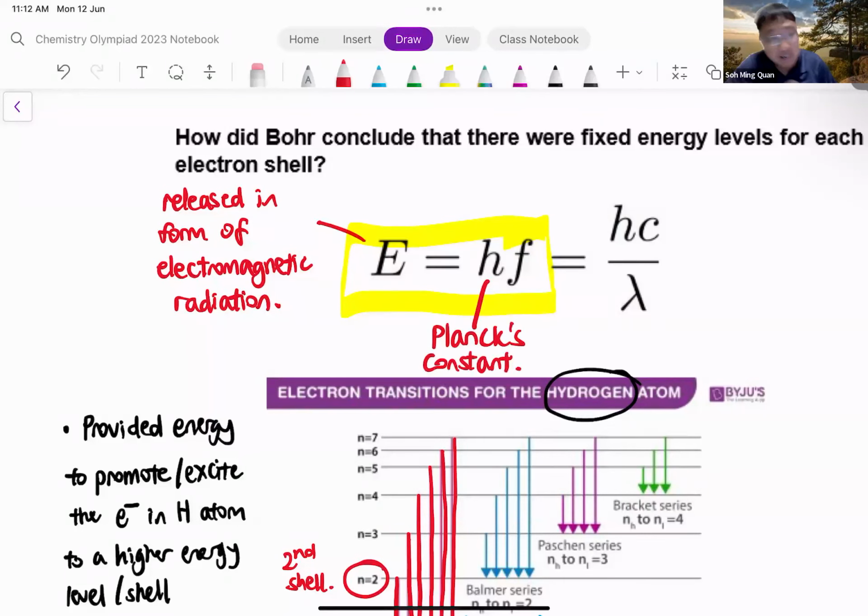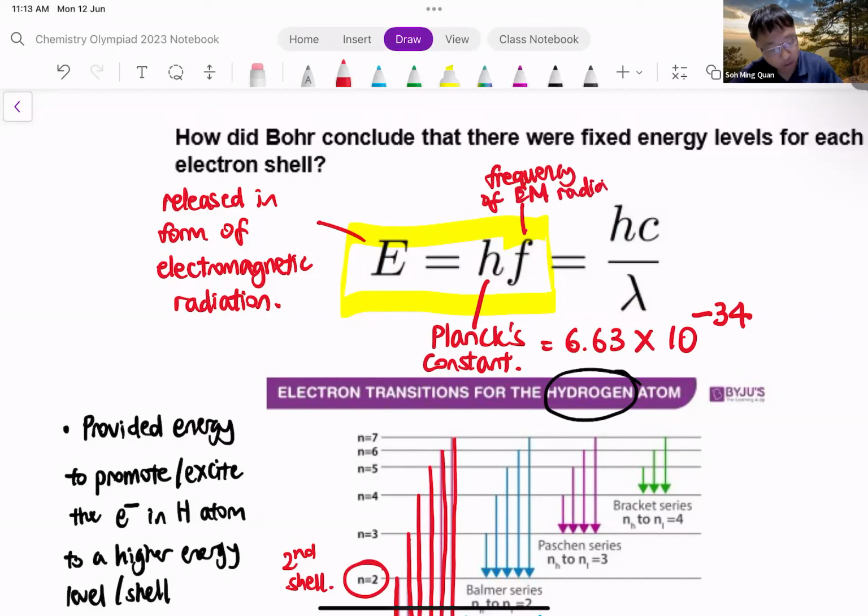All right, and Planck's constant has a specific value. It's a constant, so definitely it has a specific value. All right, and the value is 6.62. Okay, actually 6.63 is better. 6.63 times 10 to the power of negative 34. So it's actually quite a small number. Now, f is the frequency of the electromagnetic radiation.